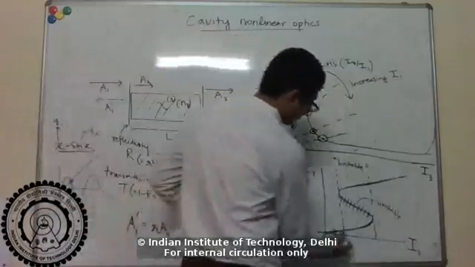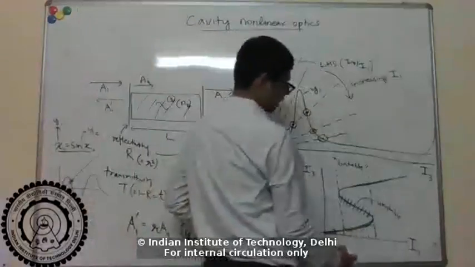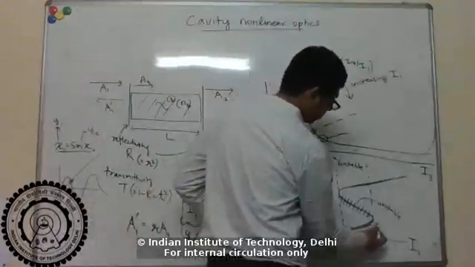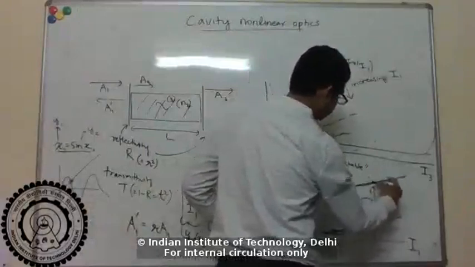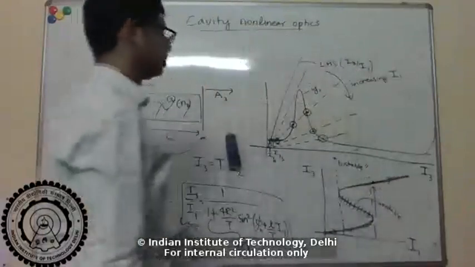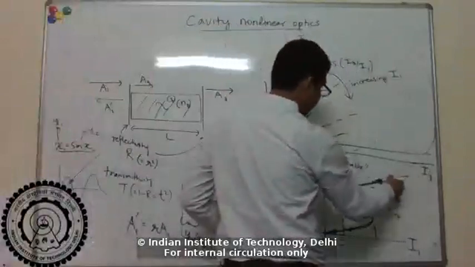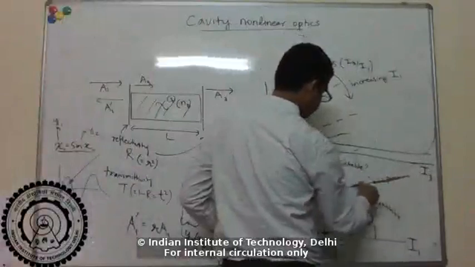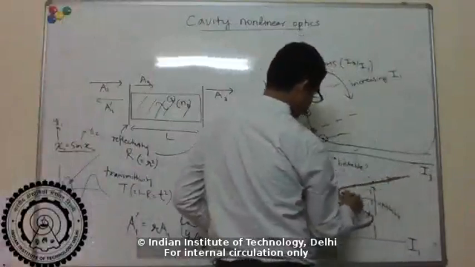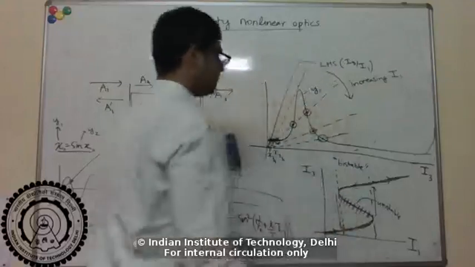If I start from a lower intensity, I remain on this branch. And then if I go up to this value and try to cross it, I immediately jump to here and then go on from there. Now if I come back on this path, if I start decreasing the intensity, then I remain on this upper branch until I come to this point, and then I immediately jump down.